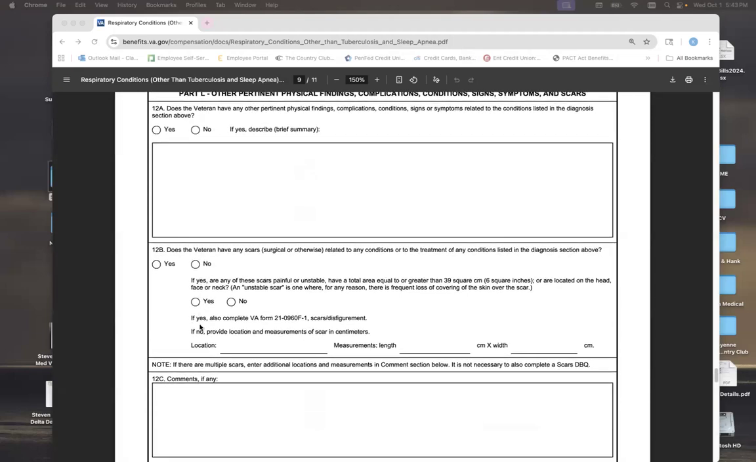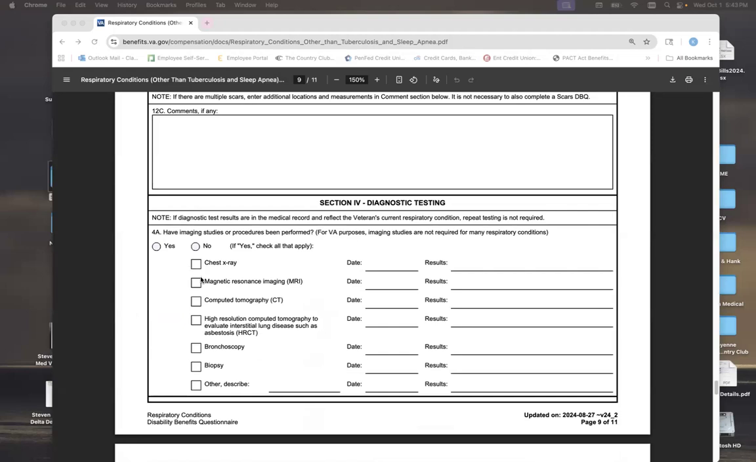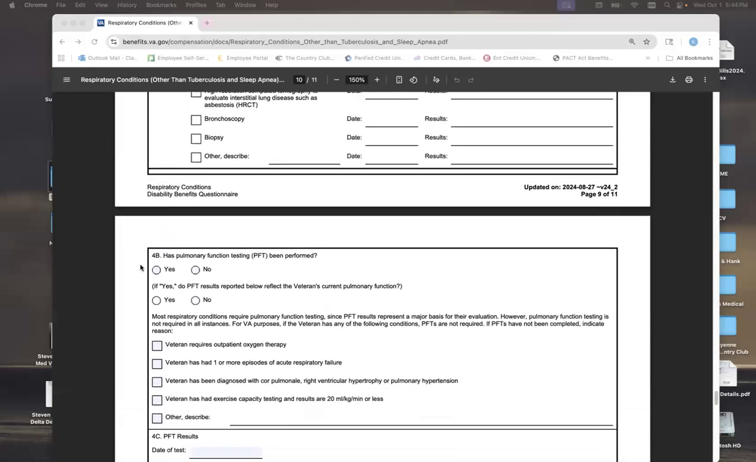If there's any scars, you indicate it here. Any diagnostic testing, so MRI, CAT scan, high resolution CT chest, bronchoscopy, or biopsy, that would be all the medical records. We do have the option to order a chest x-ray the day of their compensation and pension exam. And then here we enter our pulmonary function test that is performed in office. Sometimes it's a send out too, but these are where the pulmonary function tests are documented.